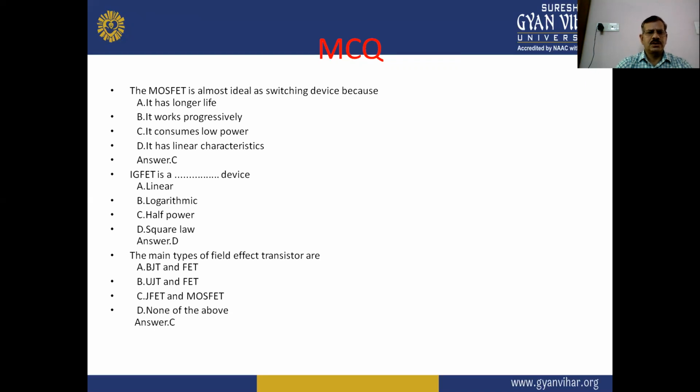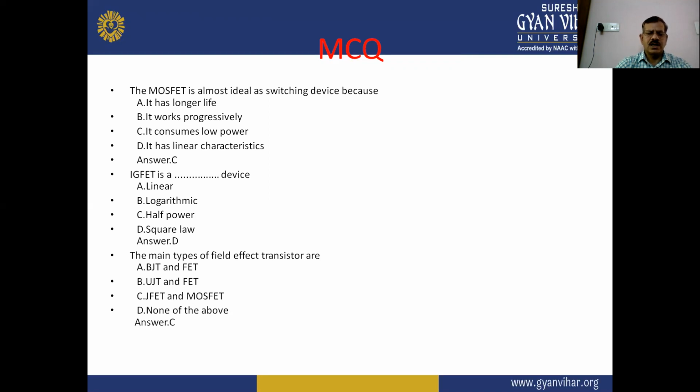The first question: the MOSFET is almost ideal as a switching device because, option A, it has longer life. Option B, it works progressively. Option C, it consumes low power. Option D, it has linear characteristics.